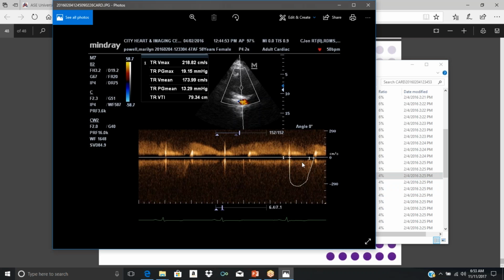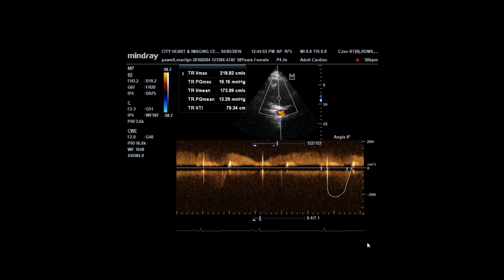All right, so now we come to the other forms of Doppler. This is CW Doppler. You press the CW Doppler button, and there's an indication on your screen that will tell you you're in CW Doppler, continuous wave Doppler. If you're looking for high velocity flow, you use your CW Doppler.